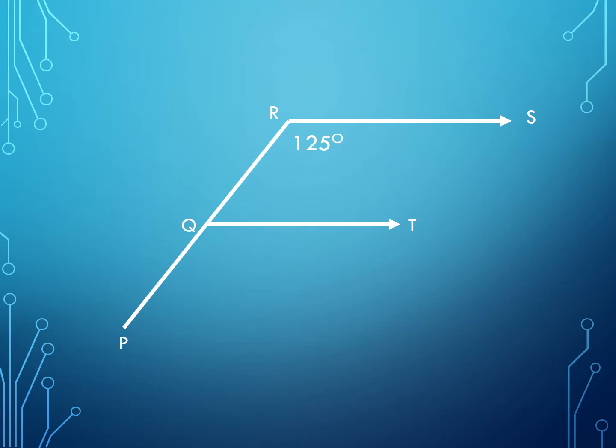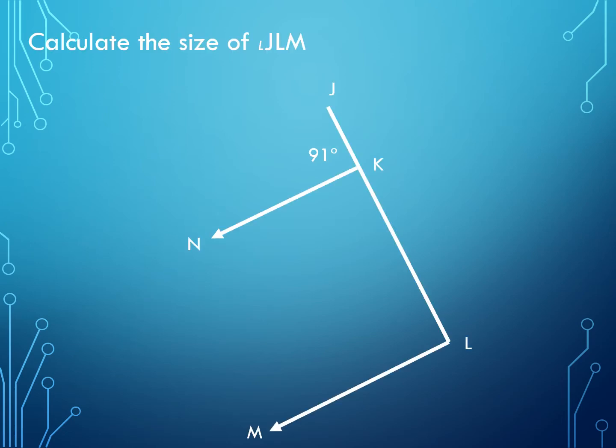So looking at this one, and again, we can see that there are two parallel lines because the line from R along to S at the top and Q along to T in the middle, they've both got that same little arrow in them, so we can tell they're heading in the same direction. So because they have that, we know that the angle at R and the angle at Q have to be the same. So they are both 125 degrees.